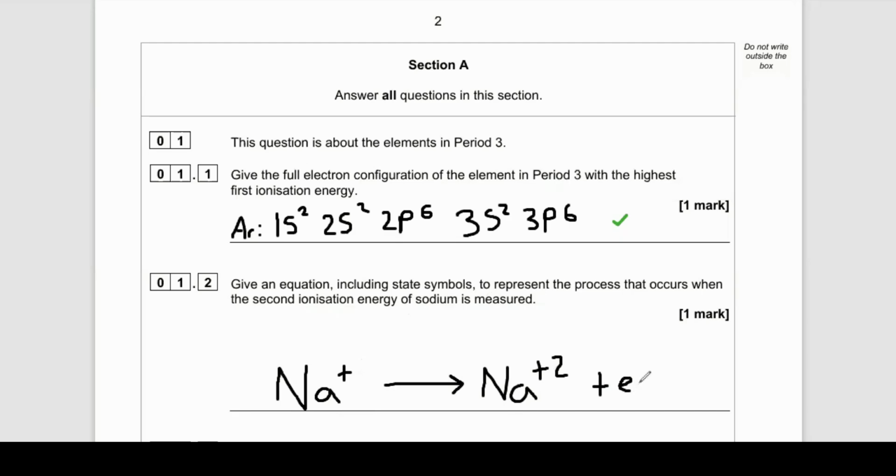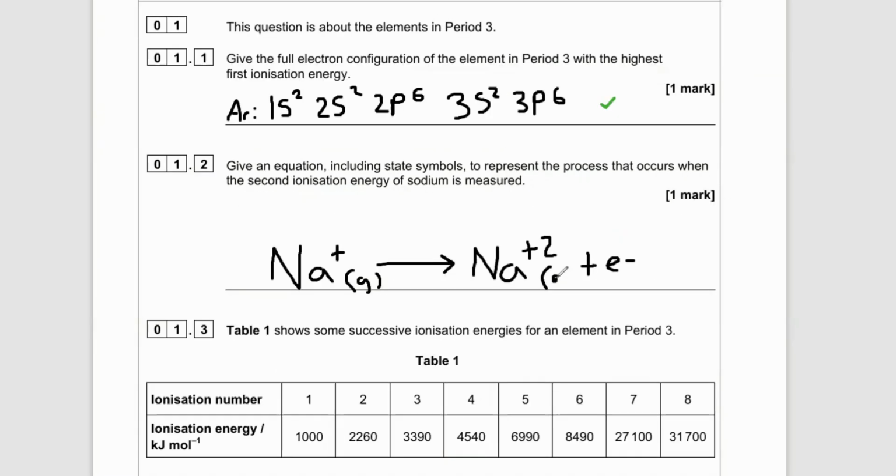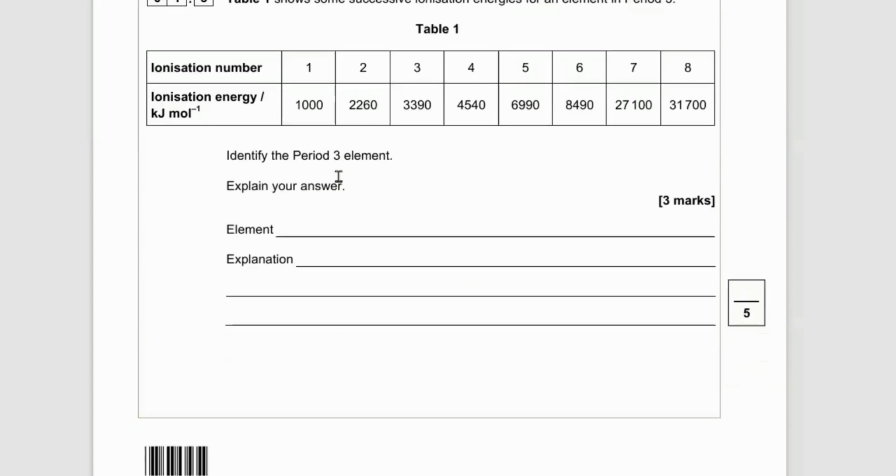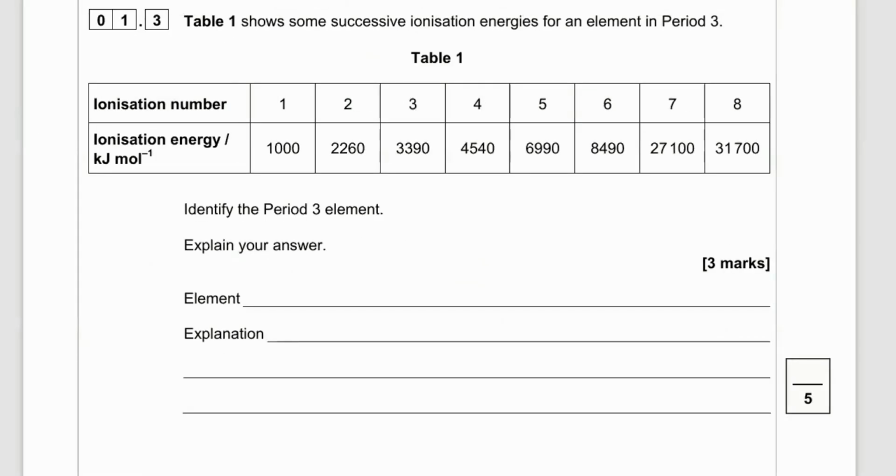Now, don't forget gaseous, guys, because we're always in the gaseous state with ionization energy. That will definitely lose you the mark if you don't put the g's there. There are other ways to write this. You could write Na plus e minus to show the electron bombarding it goes to Na 2 plus 2e minus, but we don't want to do that.